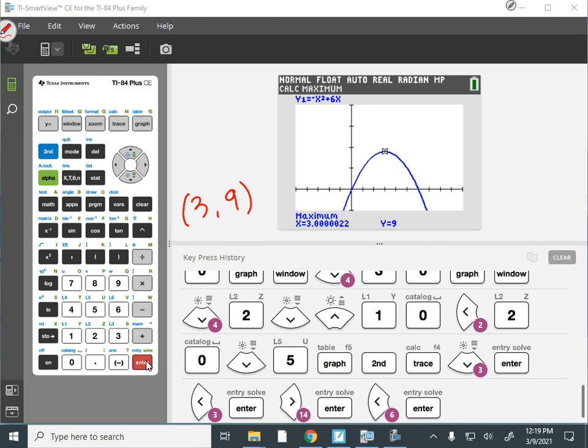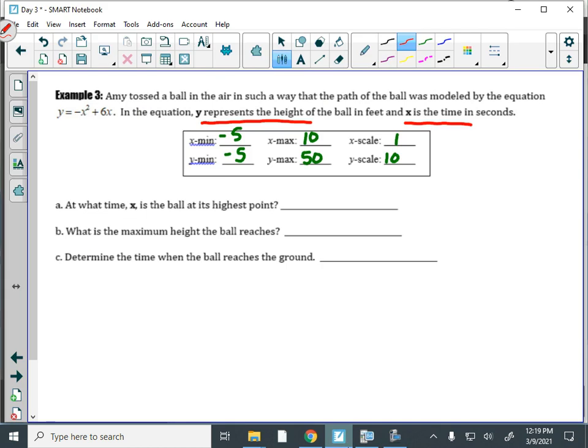So that means, again, x is time, y is height. So for A, it takes 3 seconds for it to reach its maximum height, and it reaches a max height of 9 feet. X value is the time, the y value is the max height.